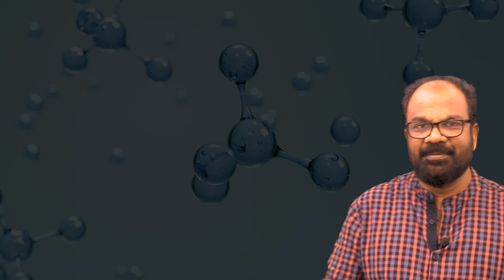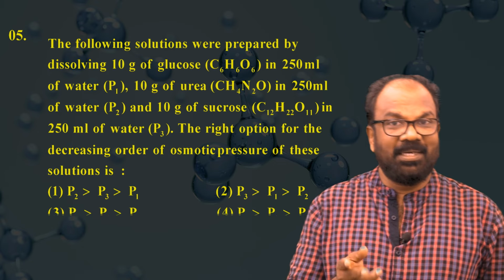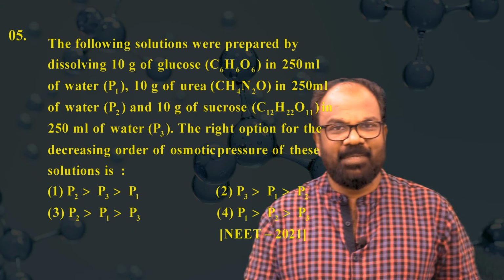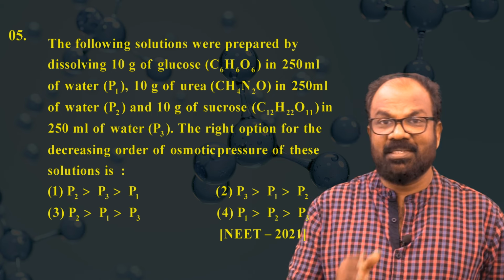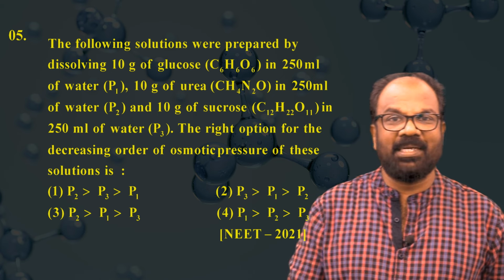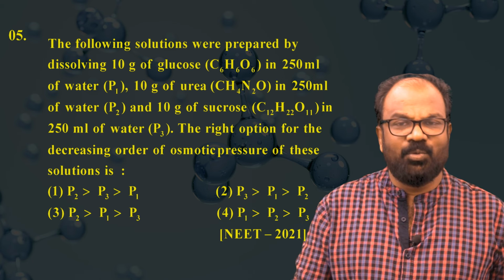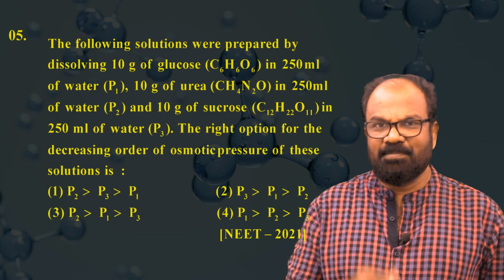Now question number 5. The following solutions were prepared by dissolving 10 gram of glucose (C6H12O6) in 250 ml water, P1; 10 gram of urea (CH4N2O) in 250 ml water, P2; and 10 gram of sucrose (C12H22O11) in 250 ml water, which is P3.